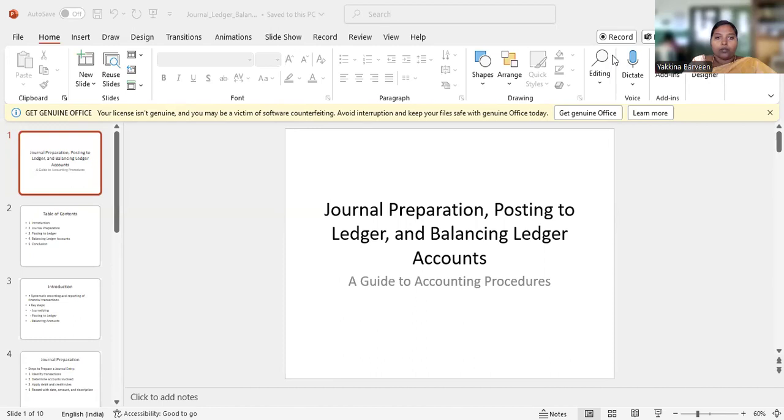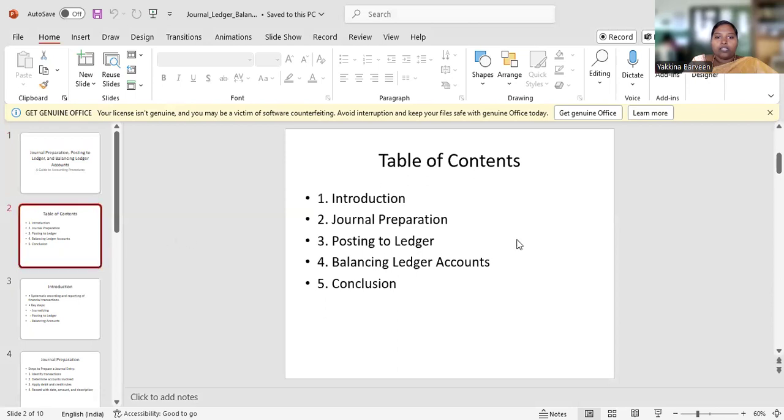Today, I'm going to talk about journal preparation, posting to ledger, and balancing ledger. In this, first we'll be seeing about introduction, journal preparation, posting to ledger, balancing accounts, then conclusion.